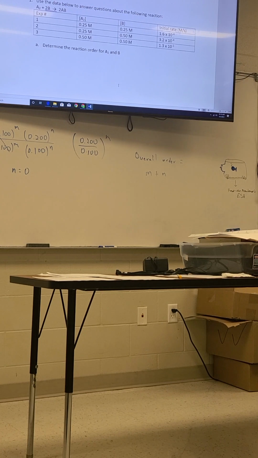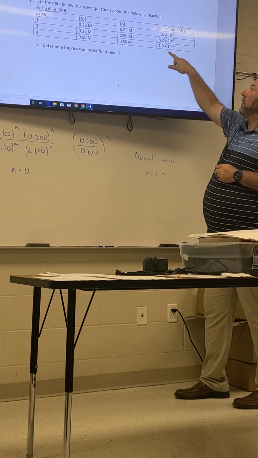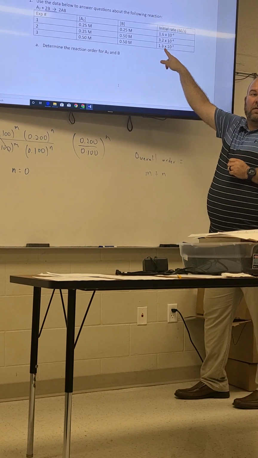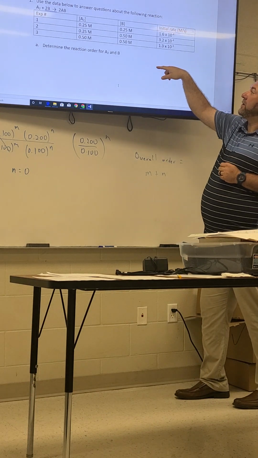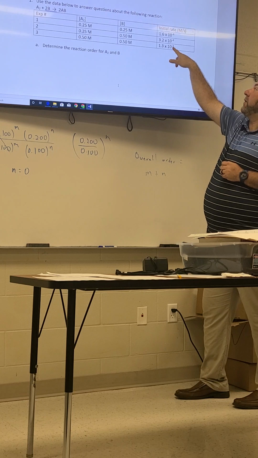Would you rather have the bigger initial rate on top or the bigger concentration of whichever one you're trying to solve for? They should be one and the same, right? So if you're looking at these two, this is bigger, so that matches that. If you're looking at, because this is to the -3, the other two are to the -4.